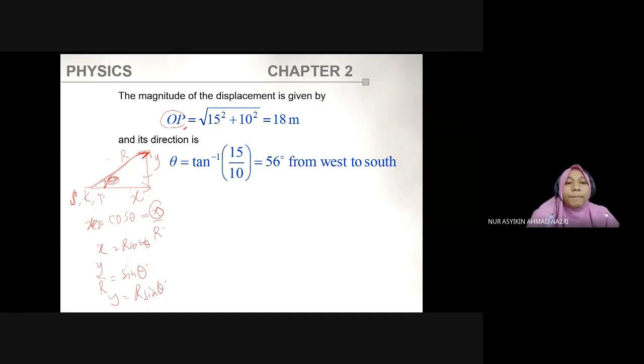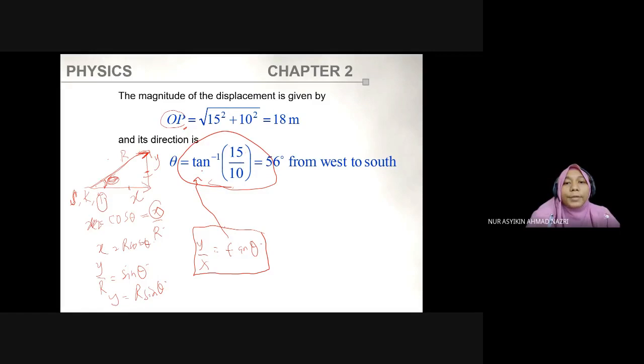Then for tangent, kalau saya hantu, cos tadi kan, tak takut tentang sangat. X, adjacent X. So Y per X. So that's why we get tangent theta. Okay, so this is where the tangent theta comes from. So we use this tangent theta, or Y over X, to find the direction.